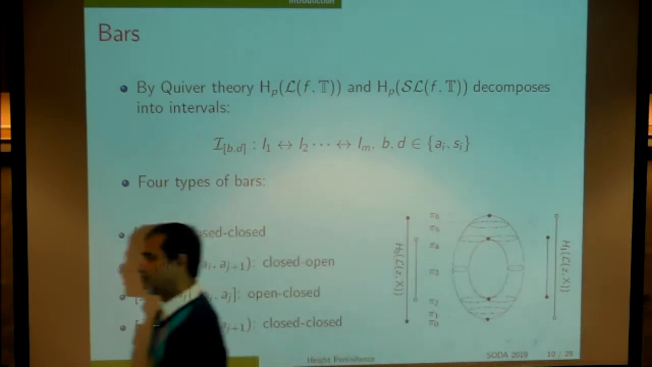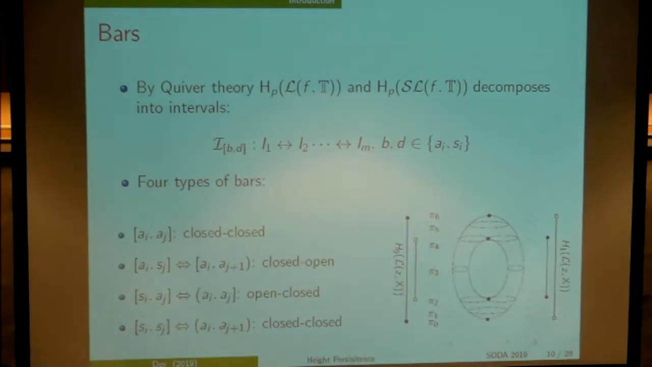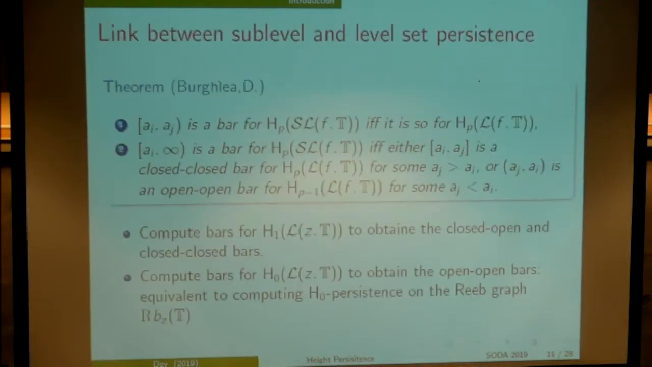Now, because of all these 4 types, there is one relation. This is actually something Dan Burghelea and I proved some time back. I forgot, I think 2009. I worked with Dan, and I told him this is something. During that time, this notion was not very standard, this level set persistence and everything.